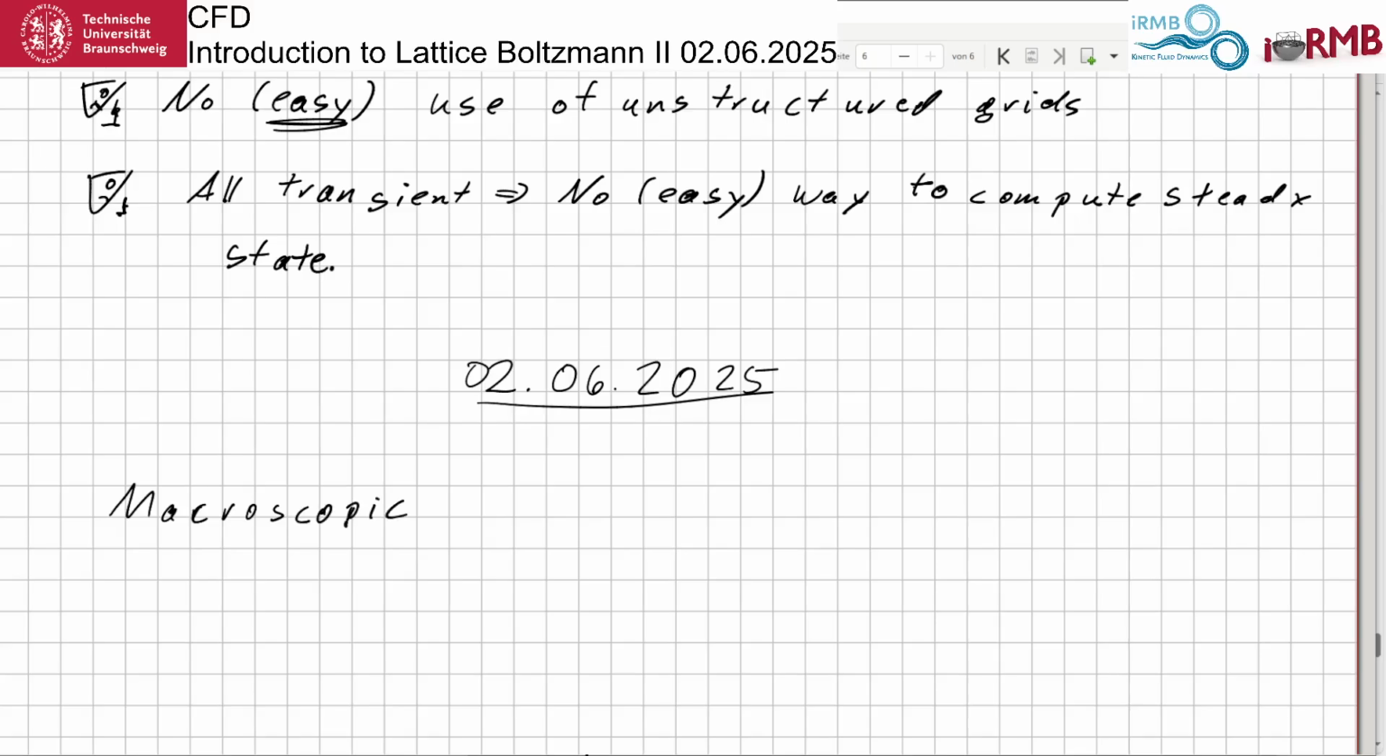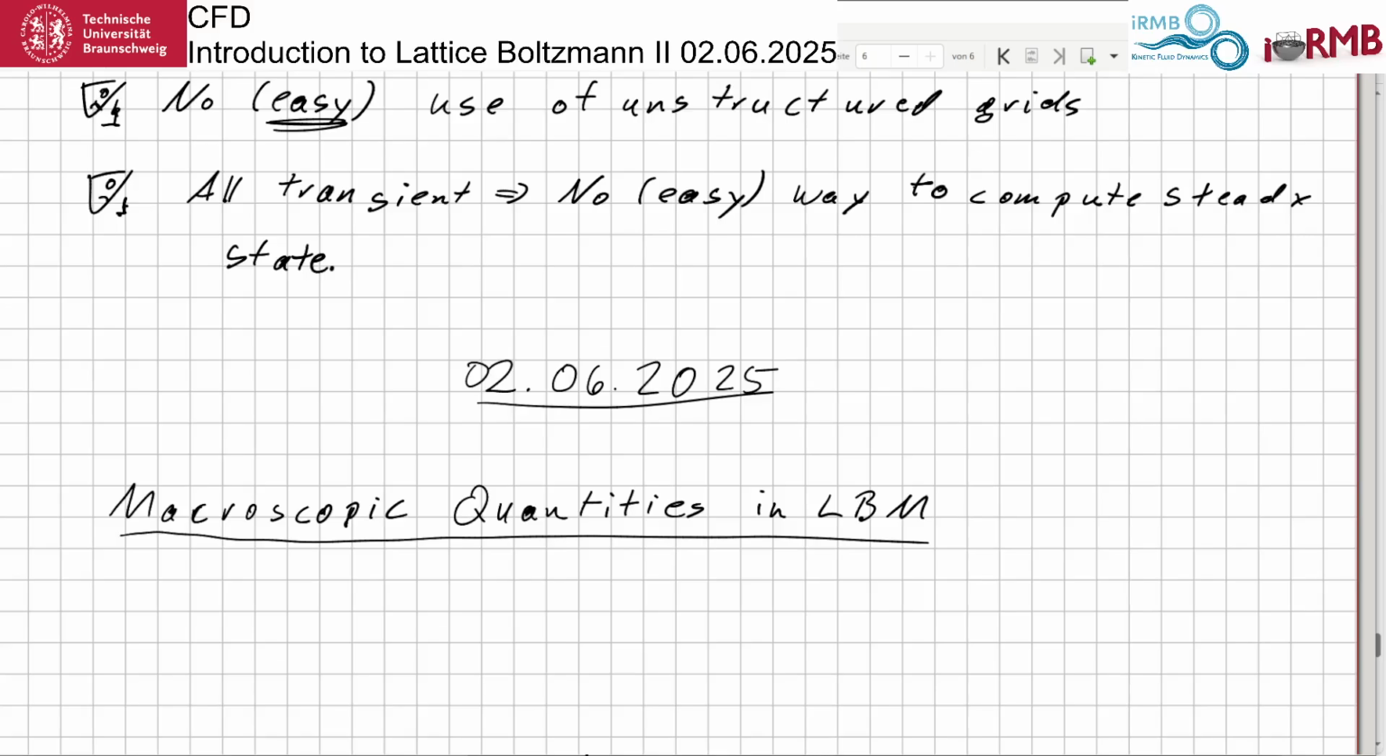And we start with the macroscopic quantities in LBM. One important thing is, if you use this kinetic method in order to solve the Navier-Stokes equation, we need to know how we compute our Navier-Stokes solution from the solution of this Boltzmann equation, because you know that our variables here are not the velocity and the pressure, but the distribution function f.